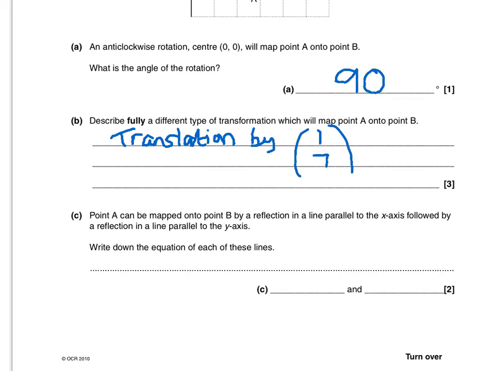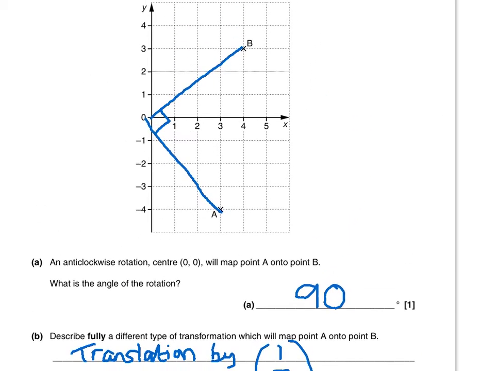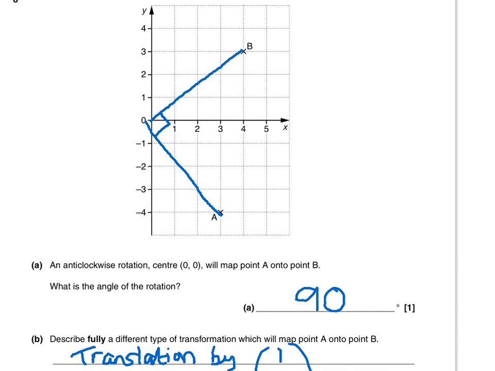Part C, point A can be mapped onto point B by a reflection in a parallel line to the x-axis, followed by a reflection in a parallel line to the y-axis. Write down the equation of each of these lines. So, to get from B to A, we're going to reflect it first of all in some line that's going to move it to here, and then we need to reflect that point to there.